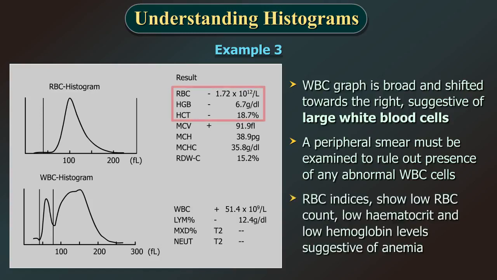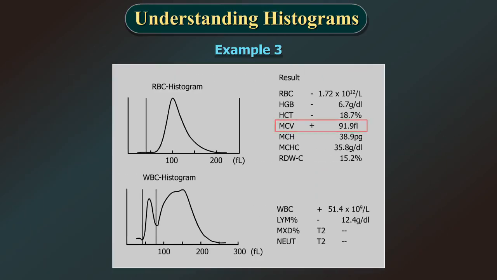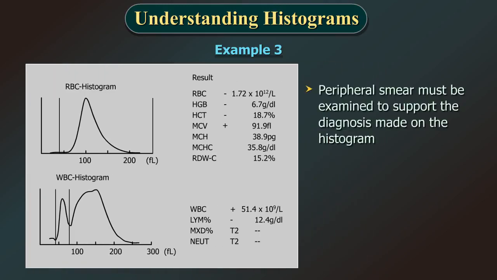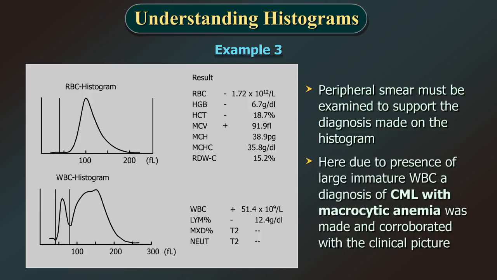The RBC indices show a low RBC count, low hematocrit and low hemoglobin levels, all suggestive of anemia. However, the MCV value of 91.9 FL is high, indicated by the plus sign, which suggests a macrocytic anemia with leukocytosis. Peripheral smear must be examined to support this diagnosis made on the histogram. Here, due to the presence of large immature WBCs, a diagnosis of CML with a macrocytic anemia was made and it was corroborated with the clinical picture of the patient.